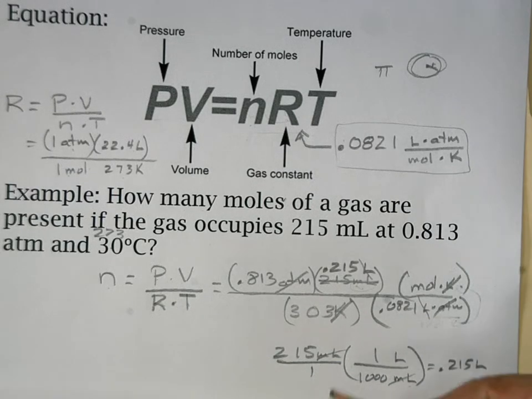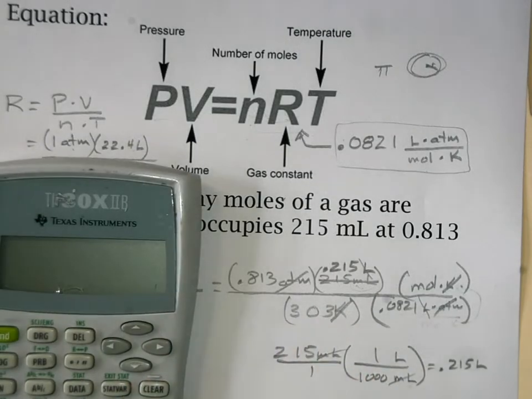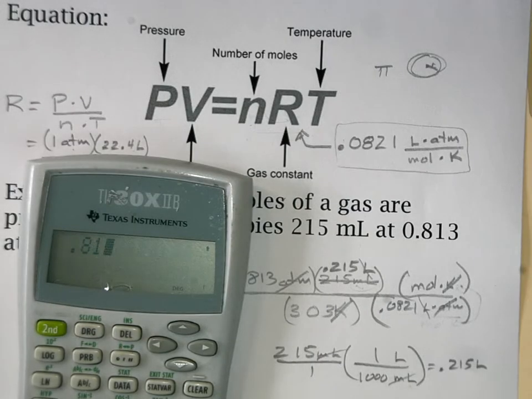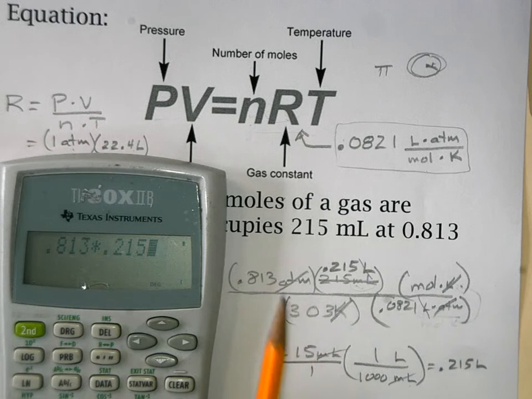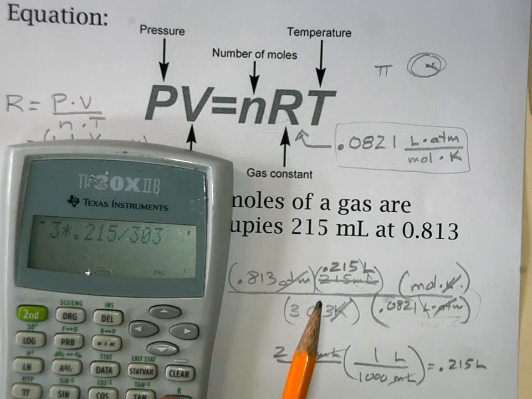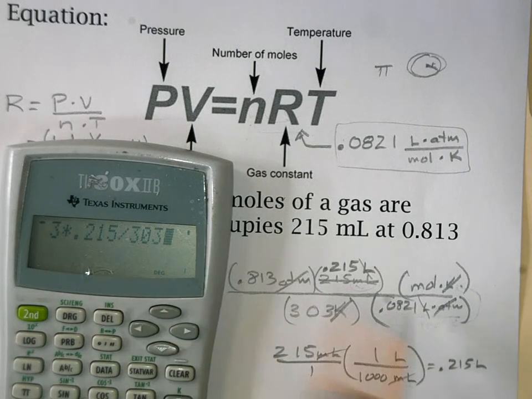And I think when we did this one, we ended up getting 0.007. Let's turn the calculator on. So 0.813, we're multiplying it by 0.215. Now we've got to divide it by 303. But with these scientific calculators, we need to hit divide. Don't hit multiply, unless you put brackets around this, then you could just do times the 0.0821. But with most scientific calculators, we're going to hit divide again and put 0.0821.